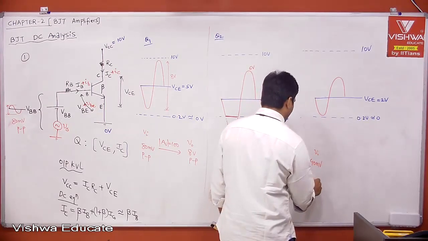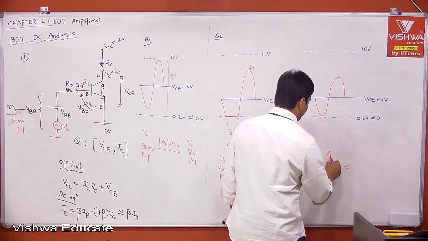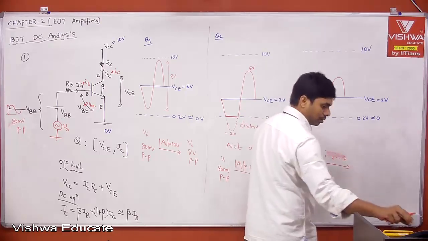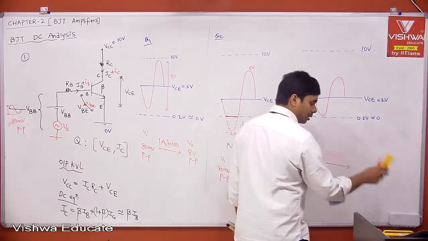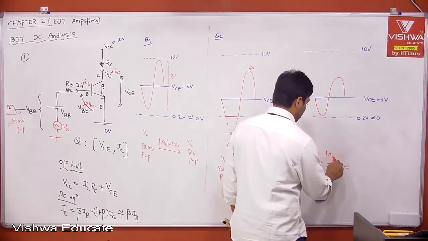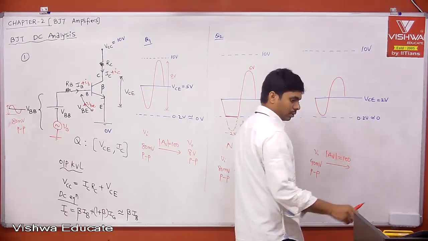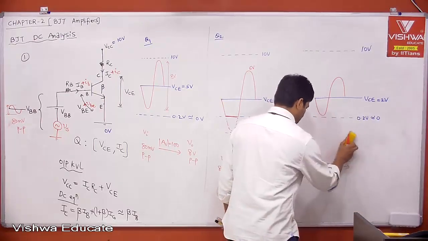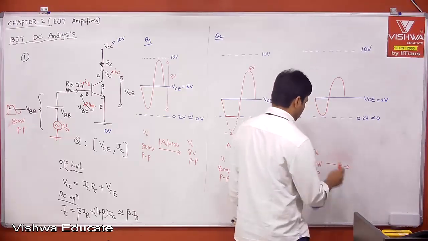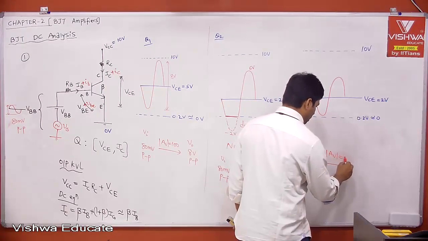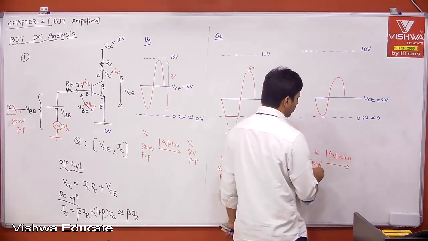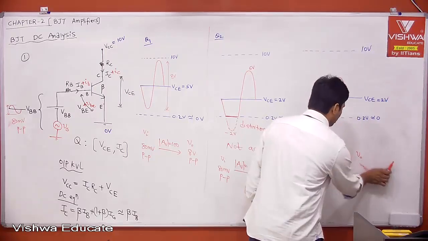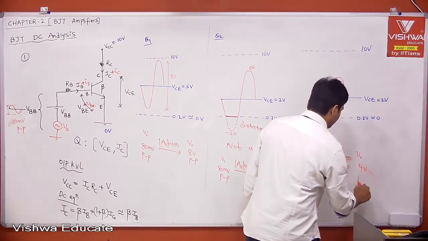When I say 40 millivolt peak to peak, the gain |Av| is equal to 100. Now my gain |Av| is equal to 100. Then tell me what you will get. 40 millivolt into 100, this is my V naught, you will get 4 volt peak to peak.